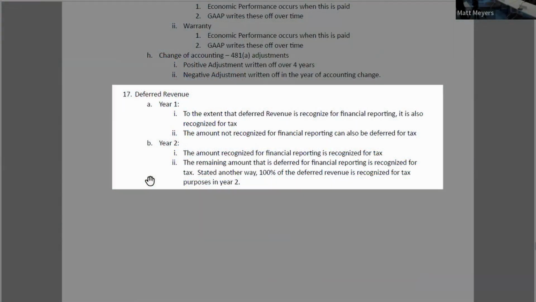Let's go Carter. Carter, what's this say? Deferred revenue, year 1, to the extent that deferred revenue is recognized for financial reporting, it is also recognized for tax. The amount not recognized for financial reporting can also be deferred for tax. Year 2, the amount recognized for financial reporting is recognized for tax. The remaining amount that is deferred for financial reporting is recognized for tax. Stated another way, 100% of the deferred revenue is recognized for tax purposes in year 2.